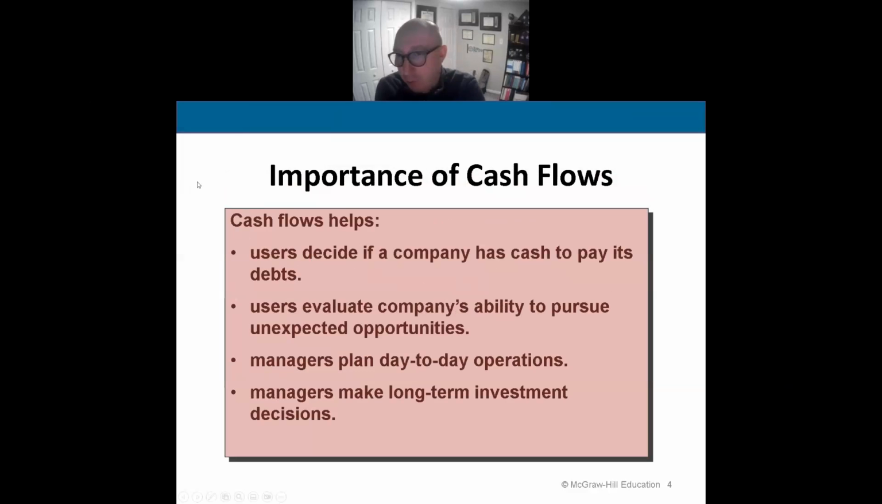Cash flow is so important. That's why it's one of the 4 financial statements. The reason why cash flow is important is because it helps the company to decide how to repay its debts. Okay? Company took out debt, has to repay it. If I don't have enough cash on hand, I can't repay the debt. And the way I figure that out is through looking at the statement of cash flows.